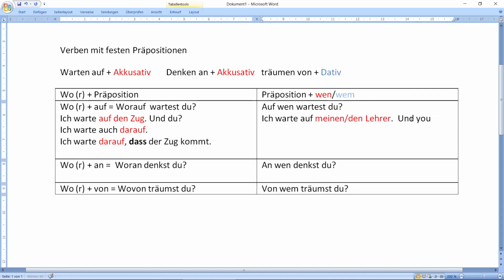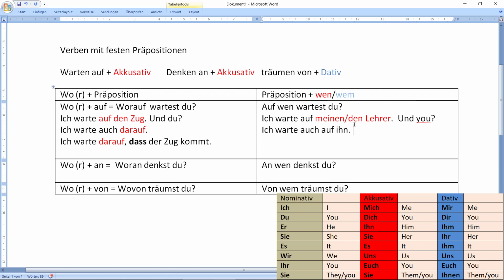Und du, and you, ich warte auch auf ihn. In this case, we do not take darauf. This is a person. That is why we take, you can see, personal pronouns. We have to take Akkusativ also in this case. Ich warte auch auf ihn. I'm waiting also for him.